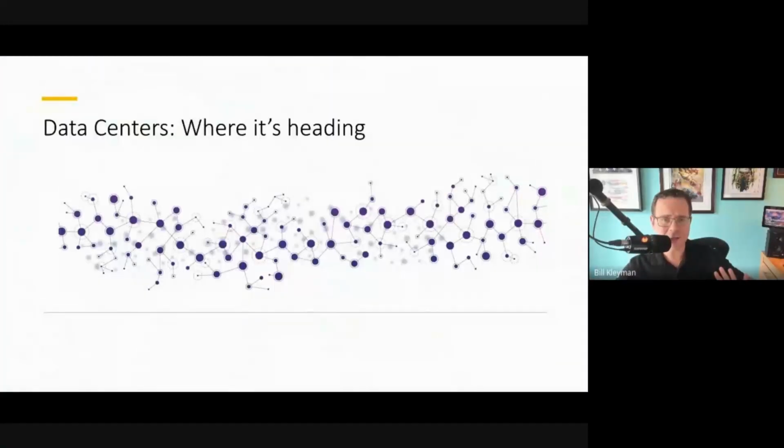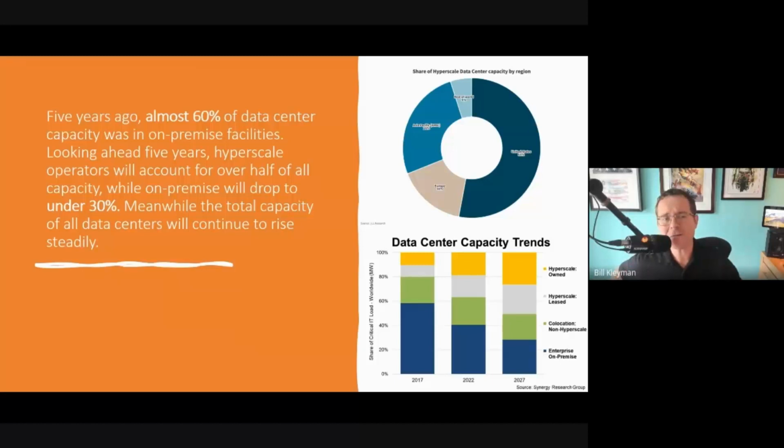So let's look at the landscape of where data centers, and this is including co-locations, private on-site data centers, and hyperscalers as well, cloud computing, are heading. Where's it ultimately going? About 5 years ago, almost 60% of data center capacity was in on-premise data centers, enterprise facilities. Looking ahead 5 years, hyperscale operators, and this includes co-locations, will include over half of all capacity, while on-premise will drop to under 30%. Meanwhile, the total capacity of all data centers is going to continue to rise.